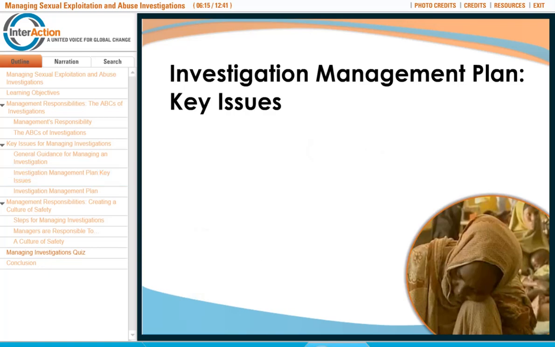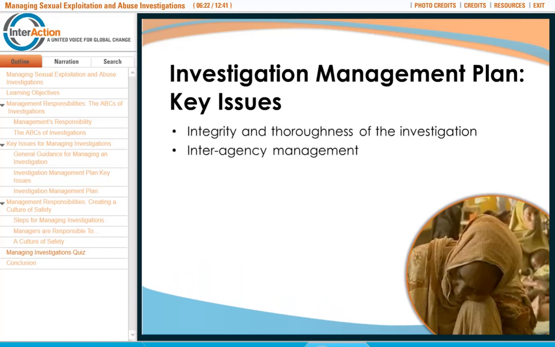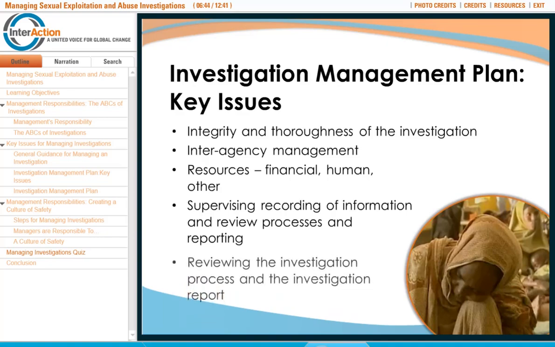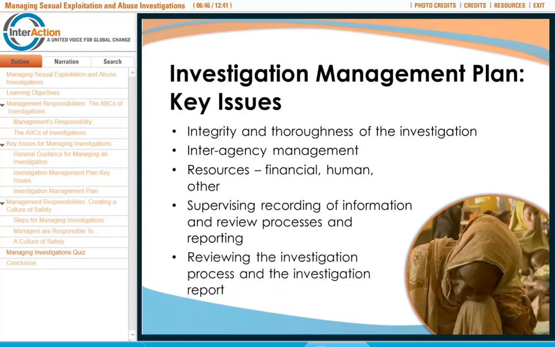Other key issues include ensuring the integrity and thoroughness of the investigation, managing liaisons with other organizations that are involved. These might include health and psychosocial providers, other aid organizations, UN agencies, and local or national authorities. Resourcing the investigation adequately, including staff, budget, and equipment. Supervising the recording and reporting process, including safety and storage of records. Reviewing the investigation process and the investigation report.